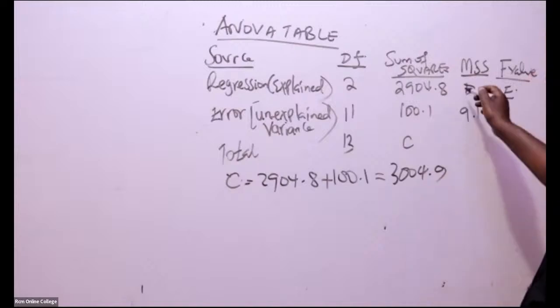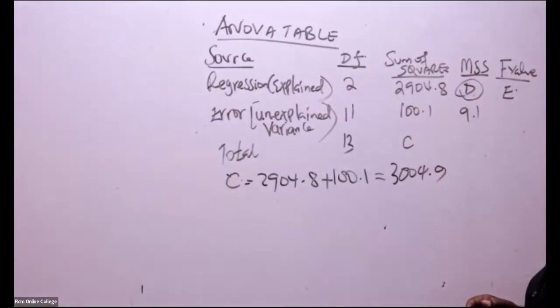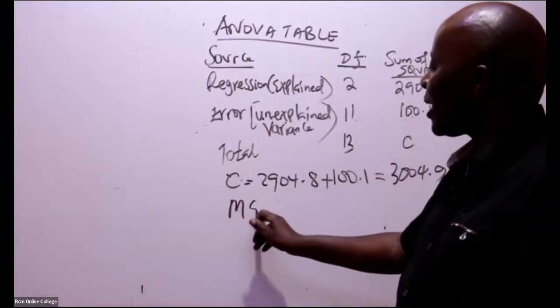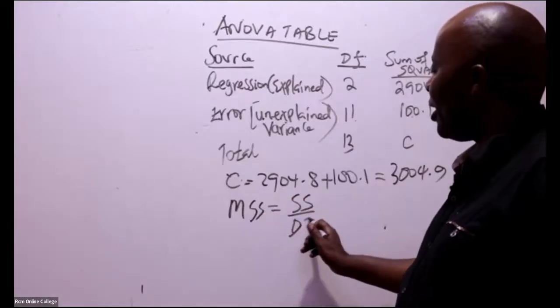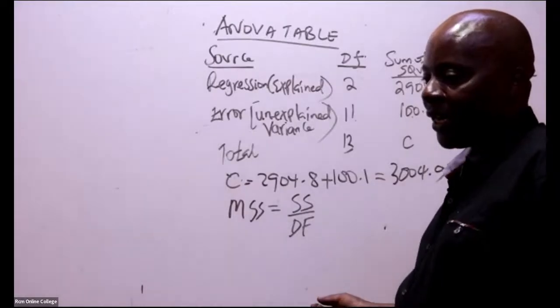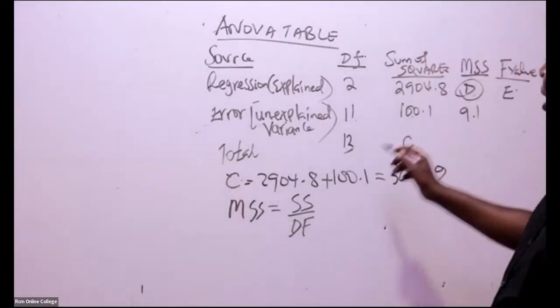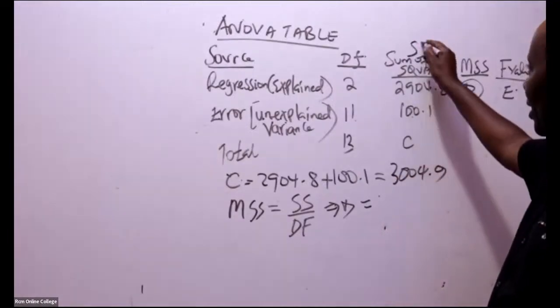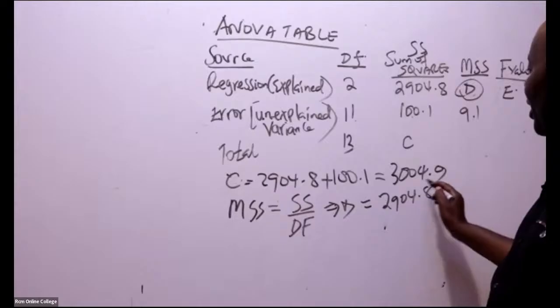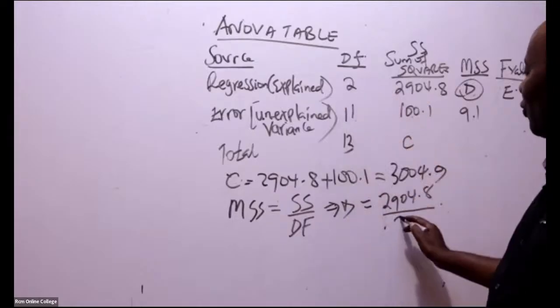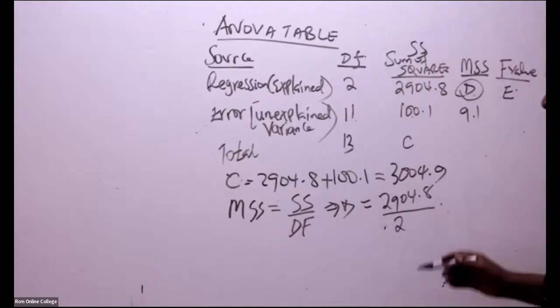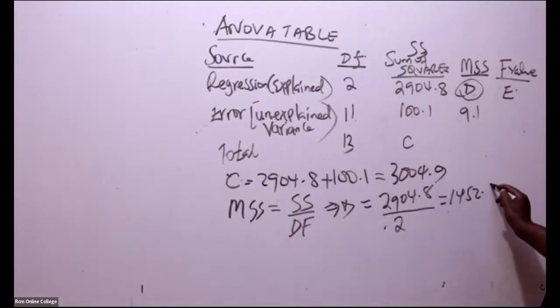What do you think we shall do to be able to get this D? D is the mean sum of square. Mean means division. You can take this divided by this and get this. So to get mean sum of squares, you normally take the sum of squares given divided by degrees of freedom. So for D, you will take the sum of squares given here, 2904.8. We divide this by the corresponding degrees of freedom, which are 2. Yeah, and already somebody has an answer. They are telling me it is 1452.4, like that.